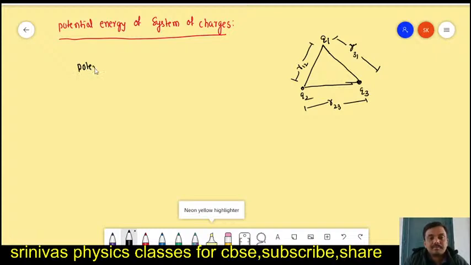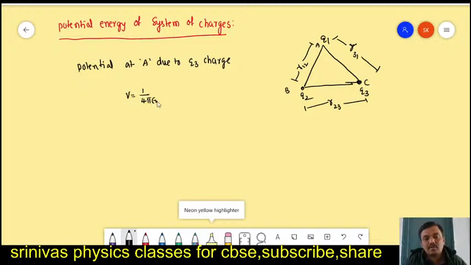Potential at this A, B, C we will take. Potential at A due to Q3 charge. What is the formula? Yes, that is 1 by 4 pi epsilon naught into Q3 by R31 we have to write, due to Q3 charge.